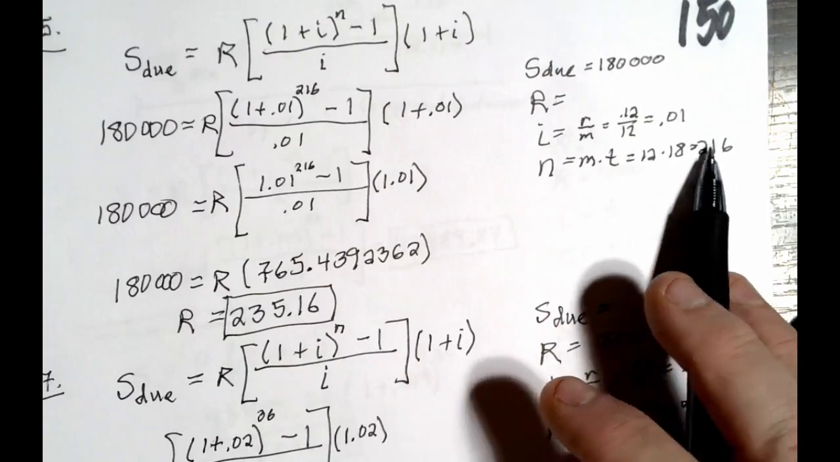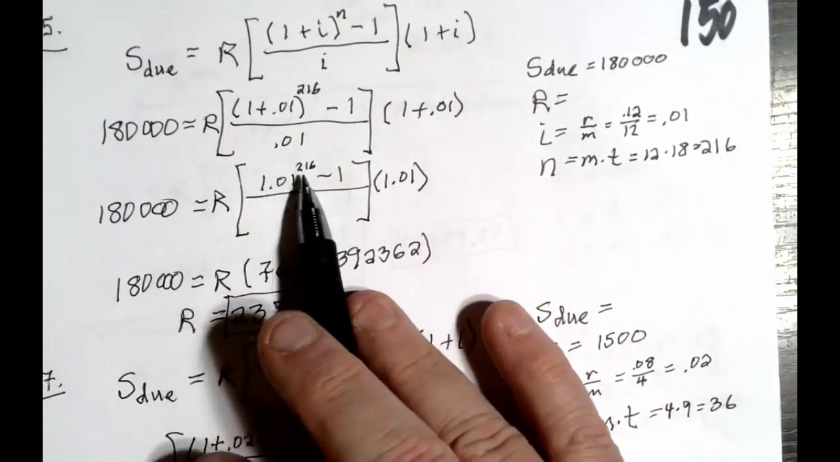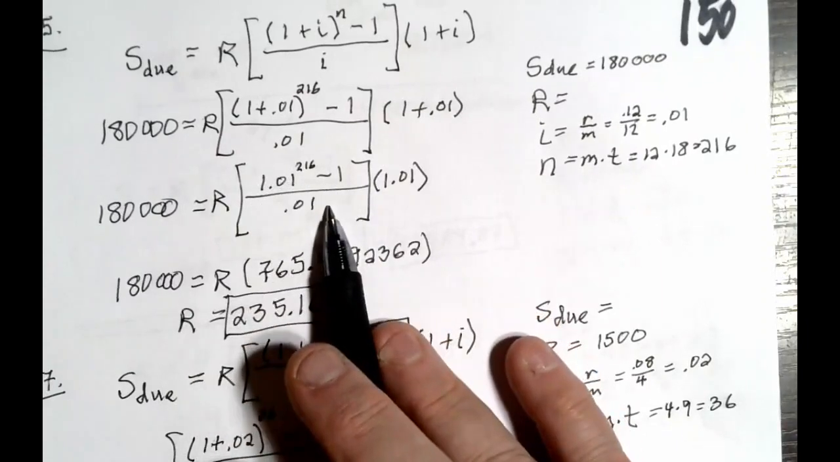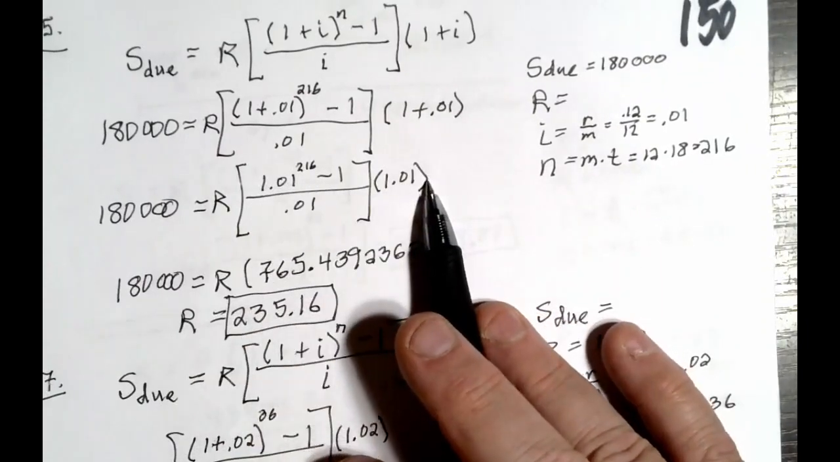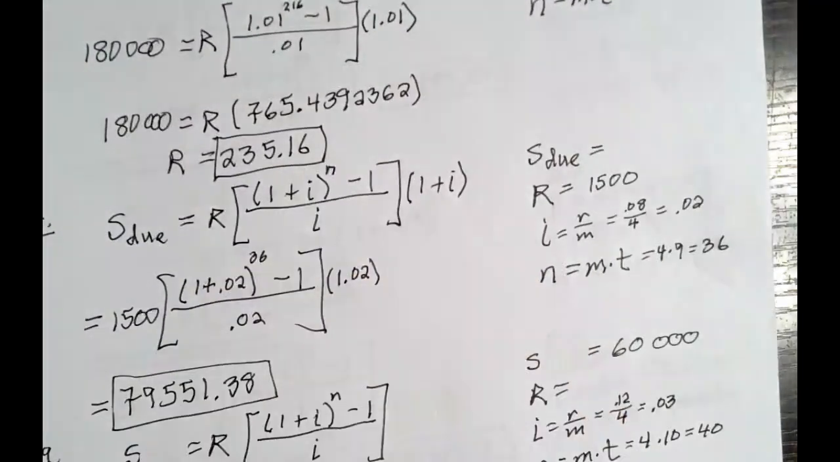So N is 216. So you plug in everything you know. Again, crunch this guy down, then subtract 1, and then divide by 0.01, then multiply by 1.01. You get this guy and divide both sides, and you get 235.16.